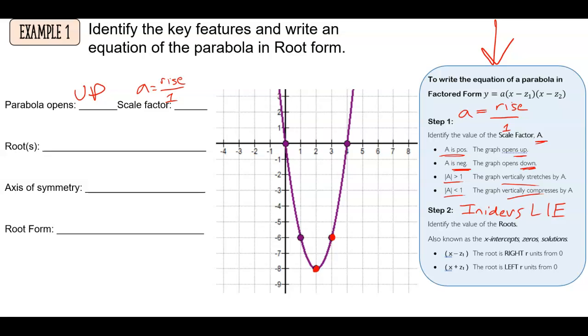Well, let's count this scale factor. So starting at the vertex, how much does it rise? 2. How much does it run? 1. Does everyone see how to get the A value? You start at the vertex, rise over 1. So this is 2 over 1, which is the same thing as a regular 2. Anytime you divide by 1, you just get a whole number, right?